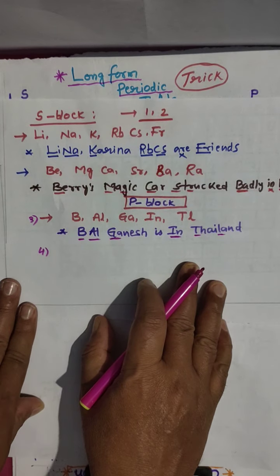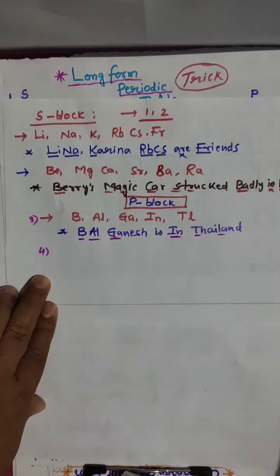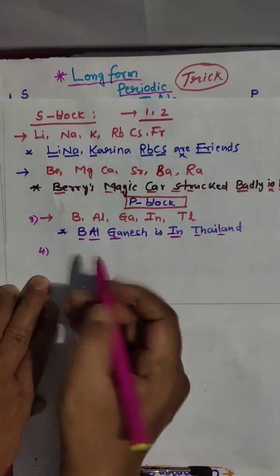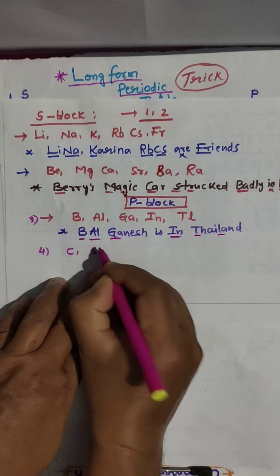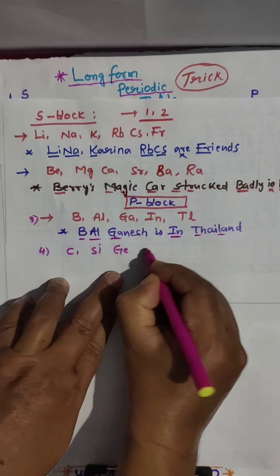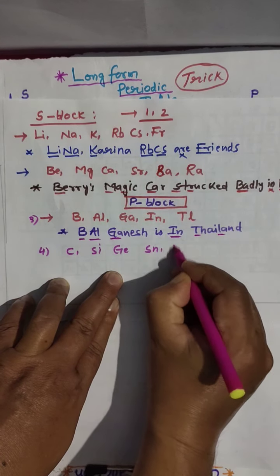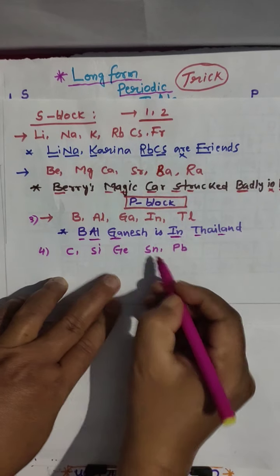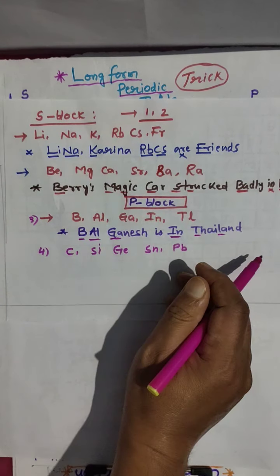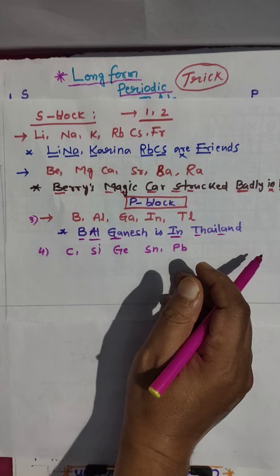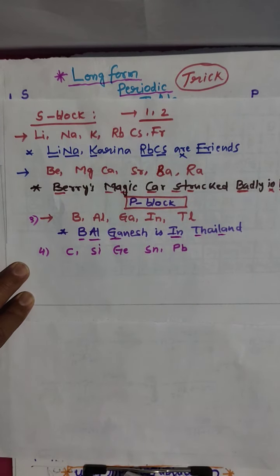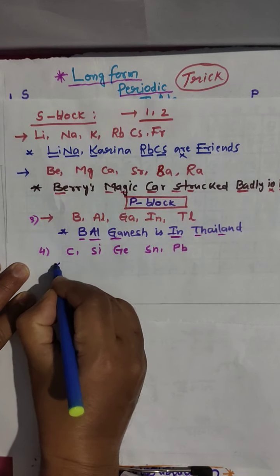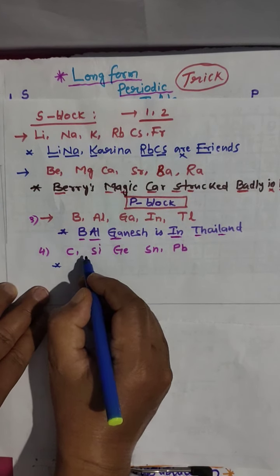Now go for group 4, the next family. Carbon, silicon, germanium, tin, lead. Tin is stannum and lead is plumbum. With this we have one easy trick that I am giving to you. How to remember? Go for it here.